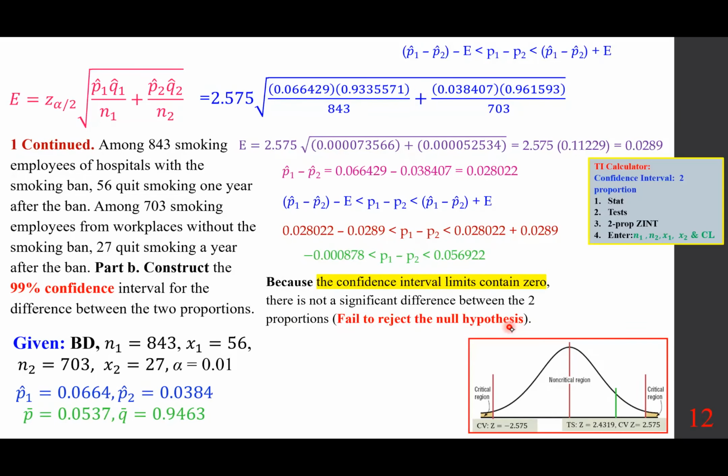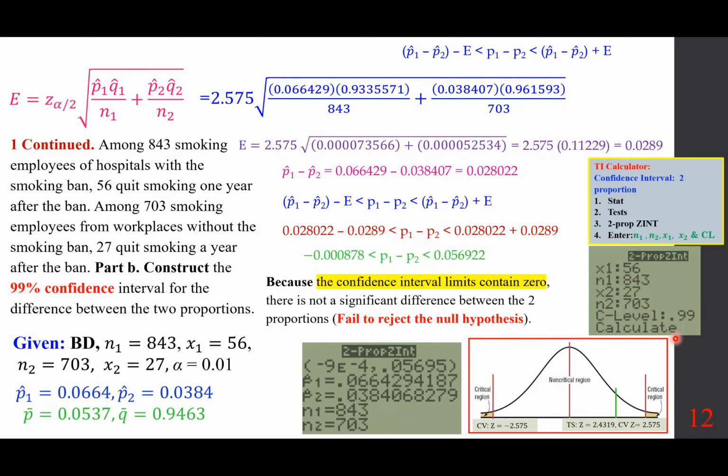As far as technology is concerned, we can use confidence interval for two proportions. We plug in the information they ask us, just as before. And when we calculate, we end up with this answer. First, I want to look at the right side. I hope you see that the right side, 0.05695, is the same as what we have here.